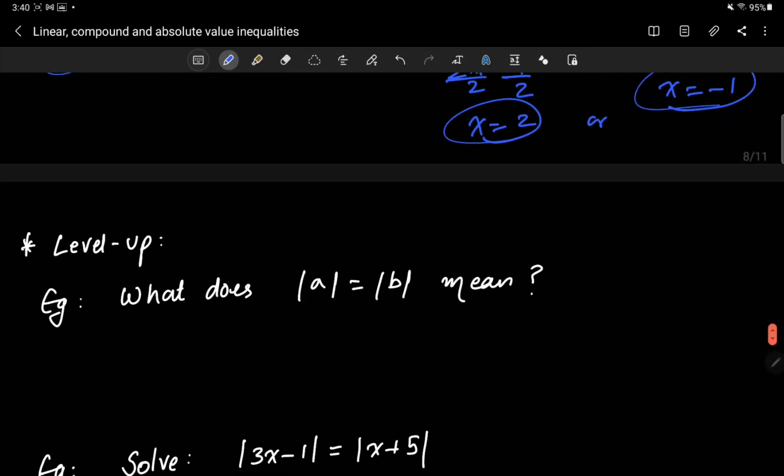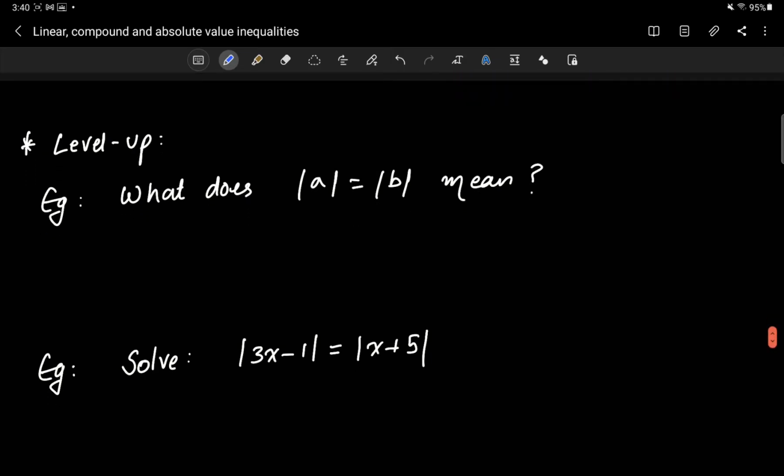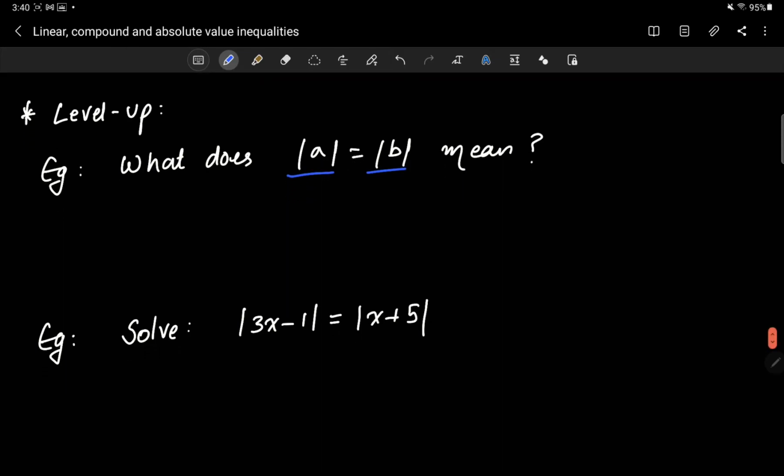Alright, in this video we're going to level up and do some more equations and try to understand what the absolute value equations mean. So the next problem is, what if I have two variables and it says absolute value of A equals absolute value of B? It makes more sense to think of it first in the number line scenario.